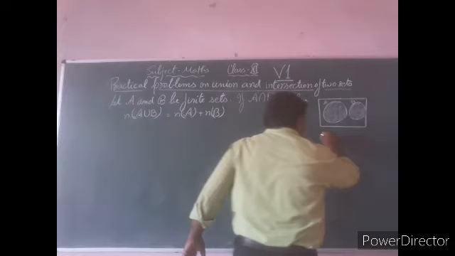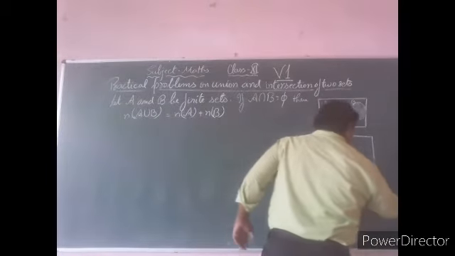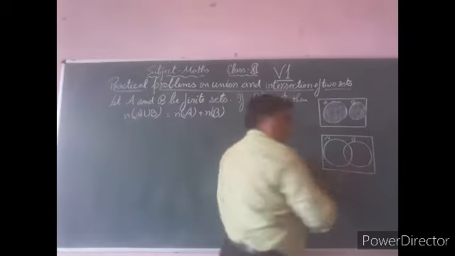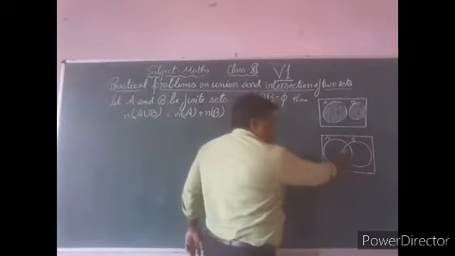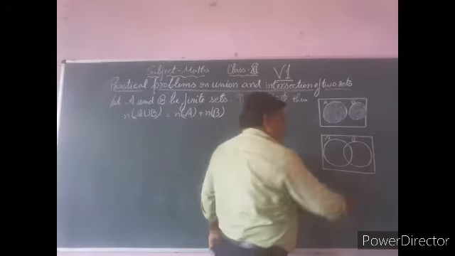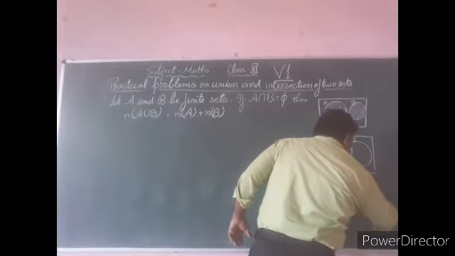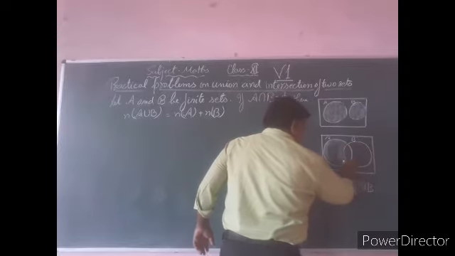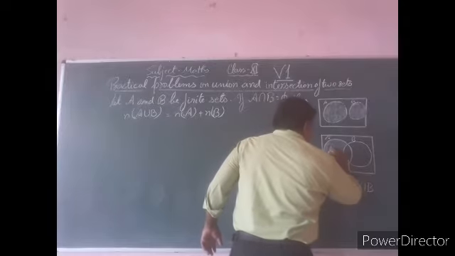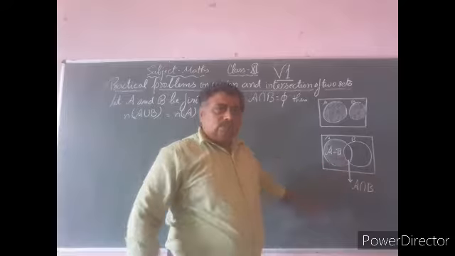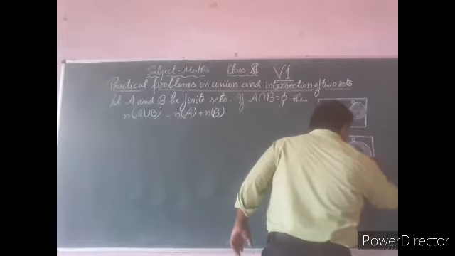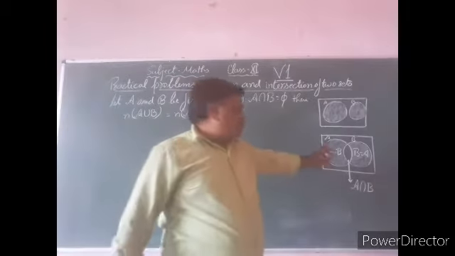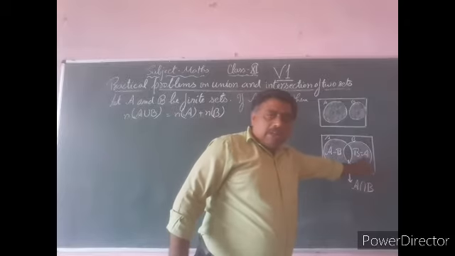Now set A and set B. This portion is A intersection B, this portion is A minus B, and this portion is B minus A. This is A minus B, A intersection B, B minus A.